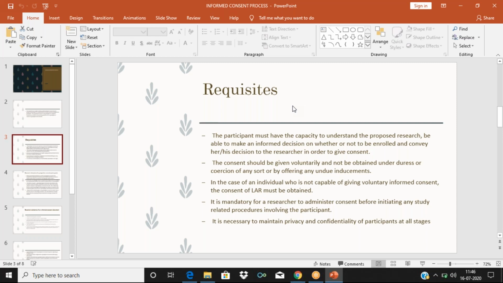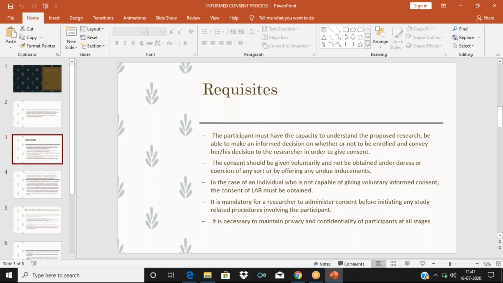Next, the consent should be given voluntarily and not obtained under duress or coercion of any sort, or by offering any undue inducements. So here the researcher should not force the participants to be part of the study. He should not offer them anything huge that is tempting the participant to be involved in the study. Such gifts or a huge amount of money or anything of that sort should not be offered.